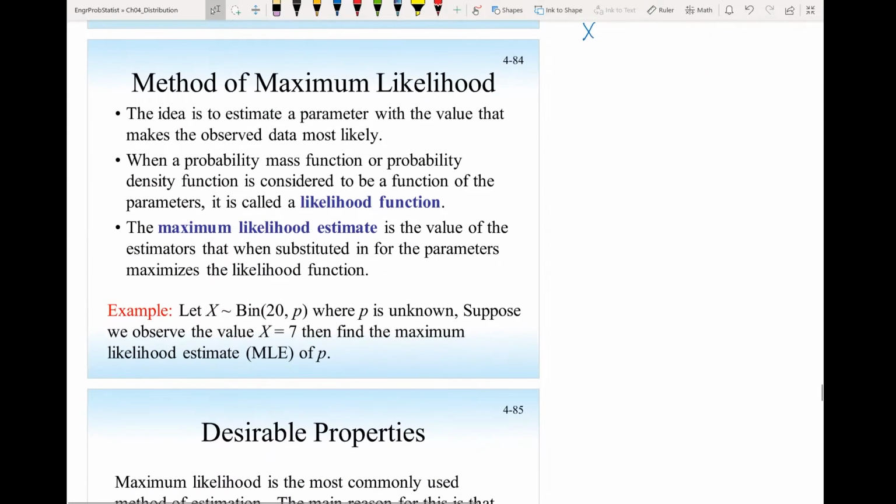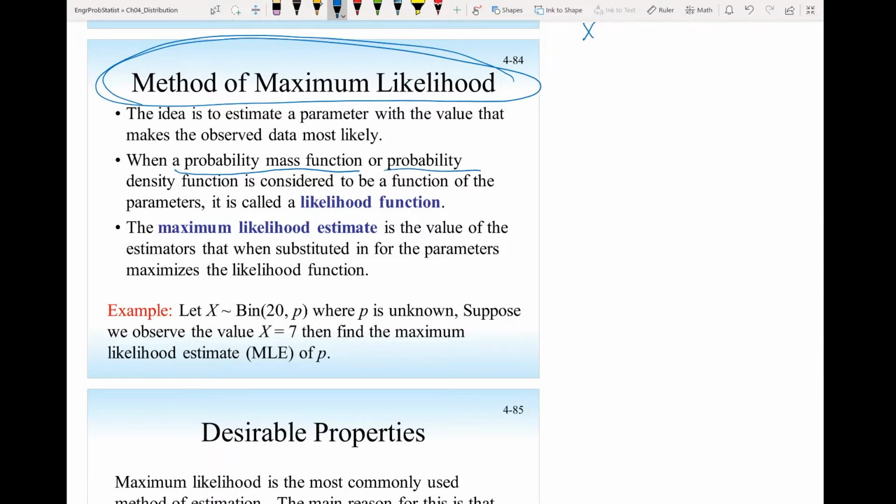Well, this is the topic here, the method of maximum likelihood. So we come up with an estimator of a parameter that will maximize the likelihood function, which we will define. Here, when a probability mass function for a discrete random variable or a probability density function for a continuous random variable is considered to be a function of the parameter we are trying to estimate, then we call this function the likelihood function.